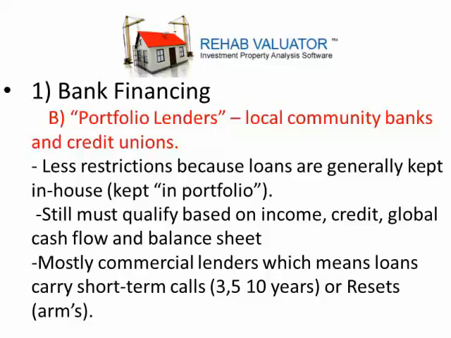Now, these are really classified as commercial lenders. So you're not going to get a 30-year fixed rate, low interest rate mortgage from these guys. They're smarter than Fannie Mae or Freddie Mac. That's why a lot of them are still in business and doing well. They don't want long-term fixed interest rate exposure. So a typical loan you will get from these guys will carry a short-term call of 3, 5, or 10 years, or it will be an ARM. Most of my loans from these local banks are 5-year ARMs.